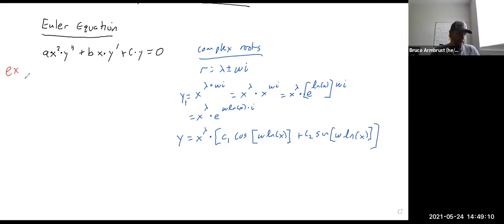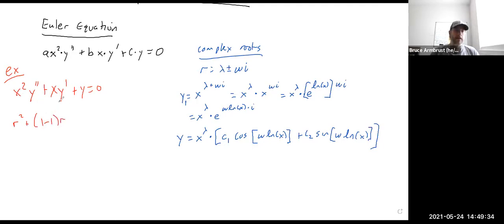All right, so let's look at this example. Let's say we had x squared y double prime plus x y prime plus y equals 0. So we're going to make our polynomial: a r squared, so 1 r squared, plus b minus a times r, so 1 minus 1 times r, plus c. So this becomes r squared plus 1 equals 0, which gives us r equals plus or minus i. So this is complex where lambda is 0 and omega is equal to 1.